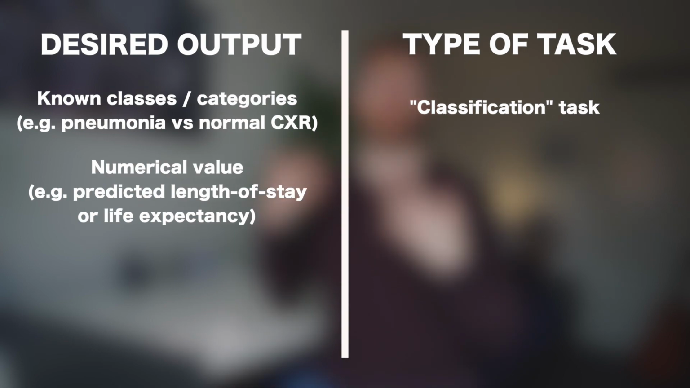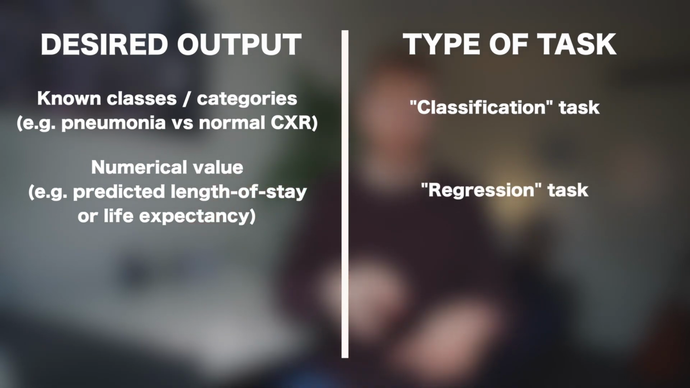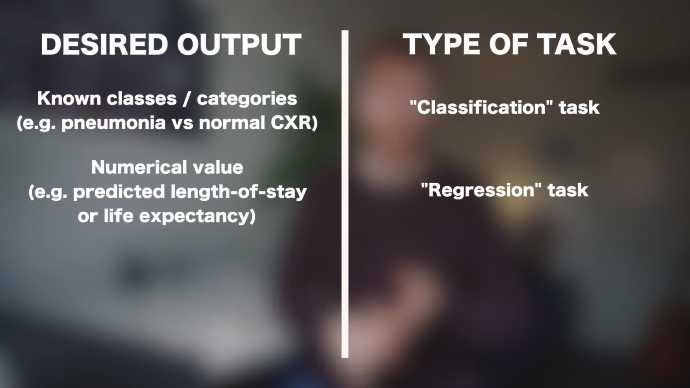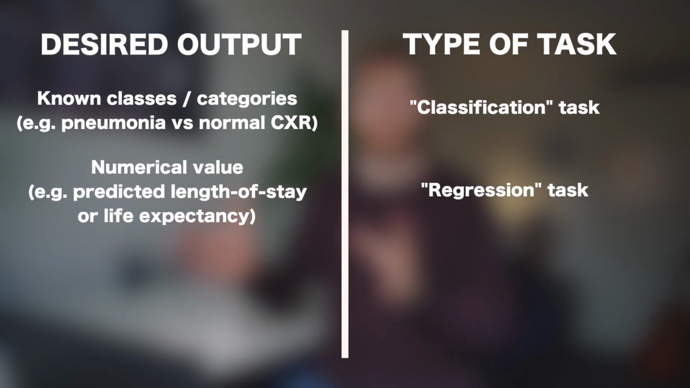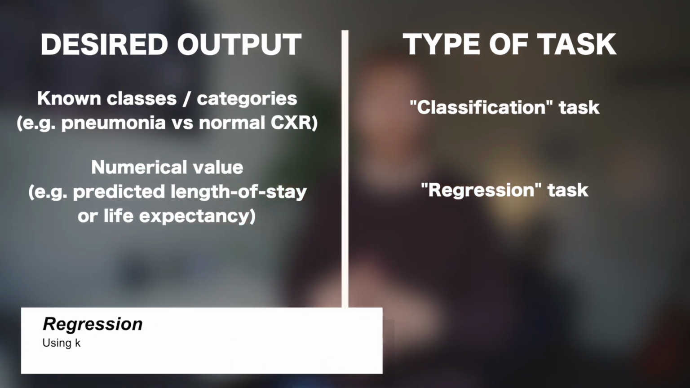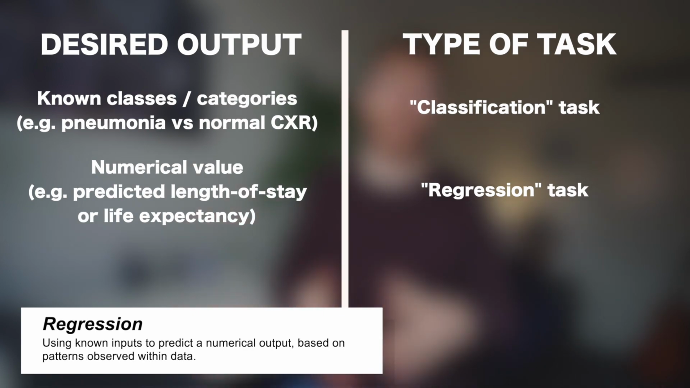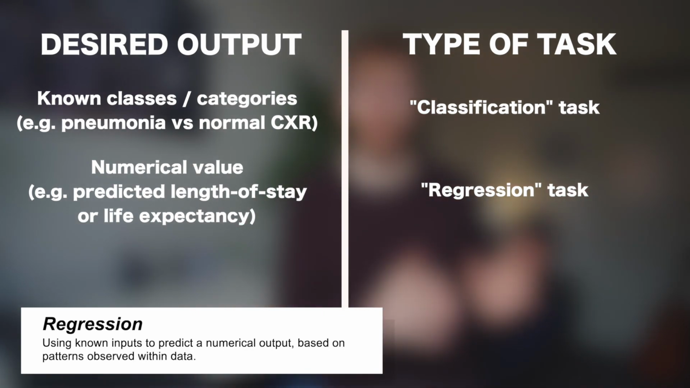If instead the output is not a class, but it's a value that we're trying to predict, then this is what's called a regression problem. So let's say we're trying to predict how long someone's going to be in hospital, or maybe what their life expectancy is. In those cases, the outputs that we're trying to give are all numerical values, and therefore that's a regression problem. And again, there's a whole host of different techniques that we can use for regression.